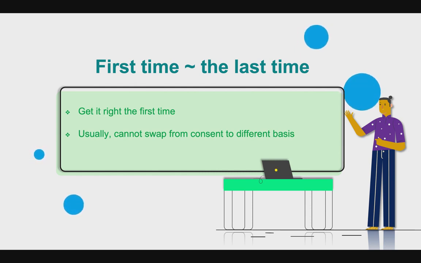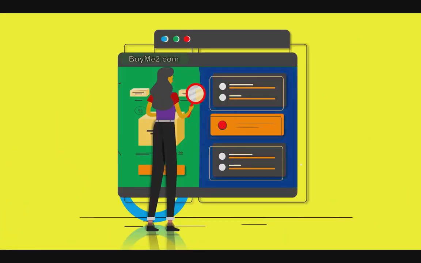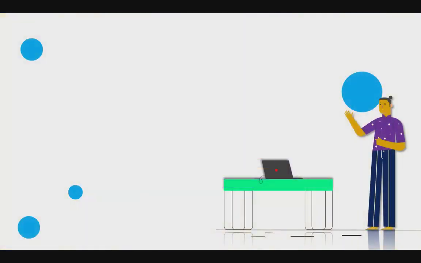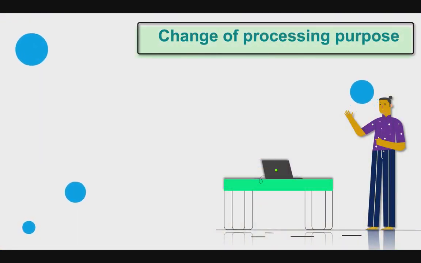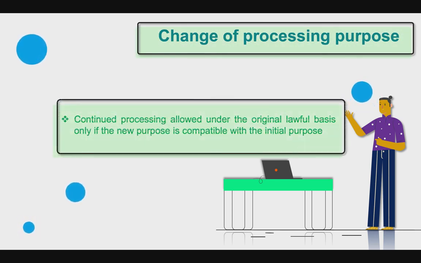Companies' privacy notice should include their lawful basis for processing as well as the purposes of the processing. So in our recurring example of the fictional company Buy Me Too, they will have to present the data subject the lawful basis for processing their data along with other relevant information. If company's purpose changes, company may be able to continue processing under the original lawful basis if the company's new purpose is compatible with the company's initial purpose, unless the original lawful basis was consent.